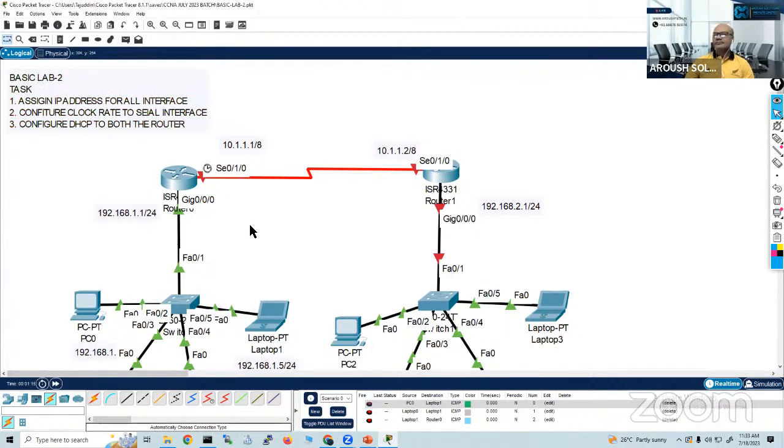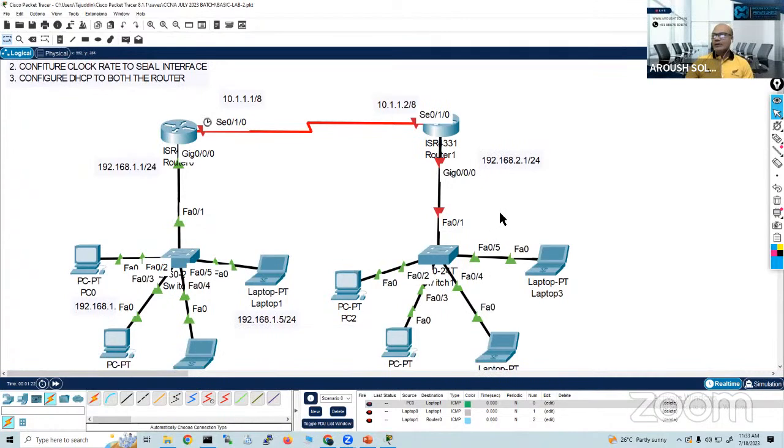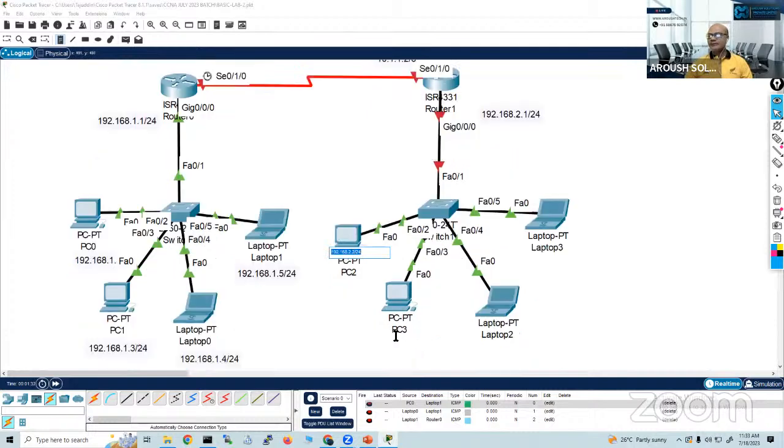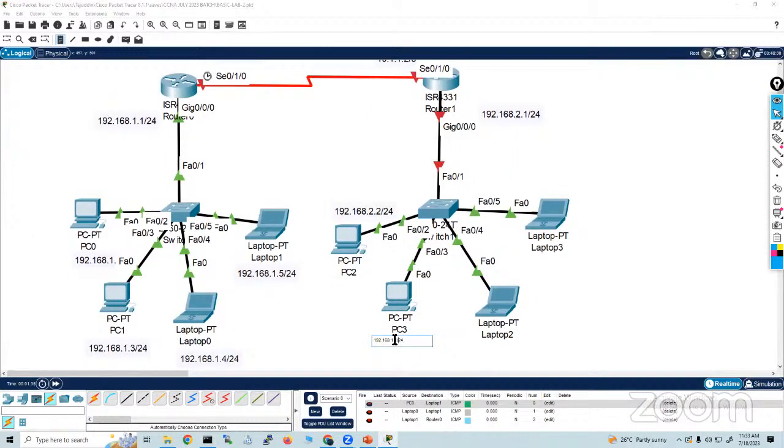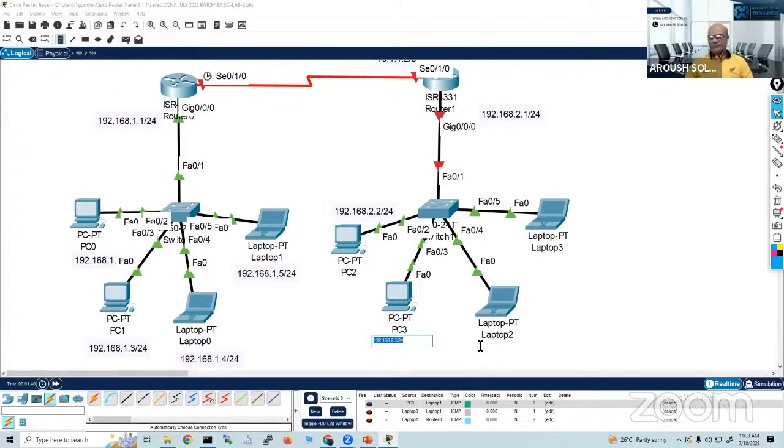Okay, this is a task, guys. When I come tomorrow, I want all these IP addresses to be connected. This should be 192.168.2.2/24, correct? This should be my 2.3, and this should be my 3.4. So I must get them, and don't assign manually. I want automatic. This should be 5.